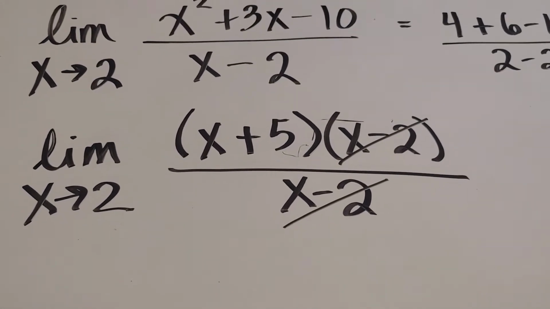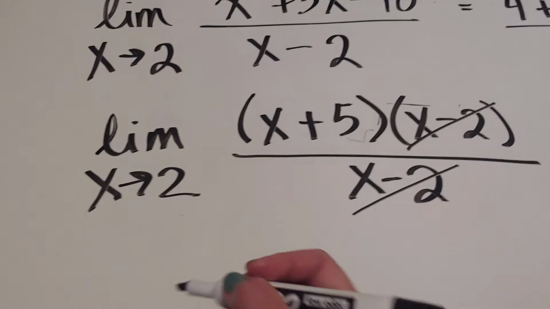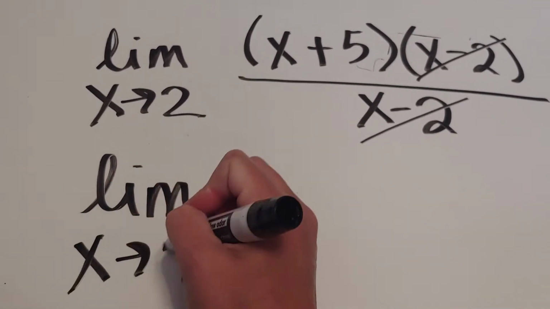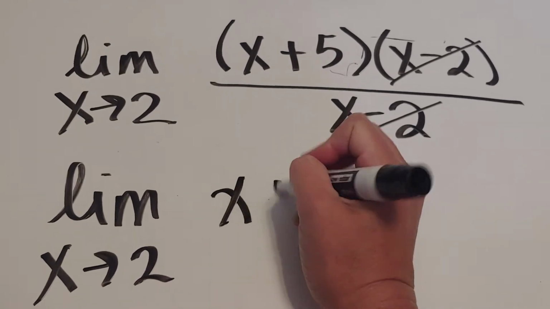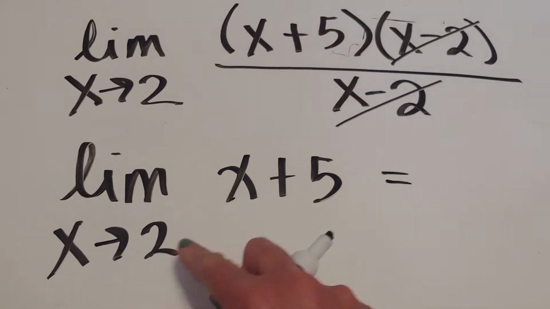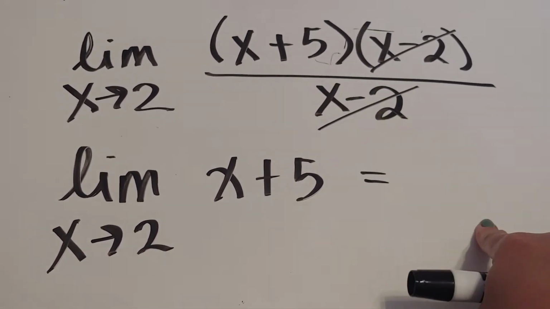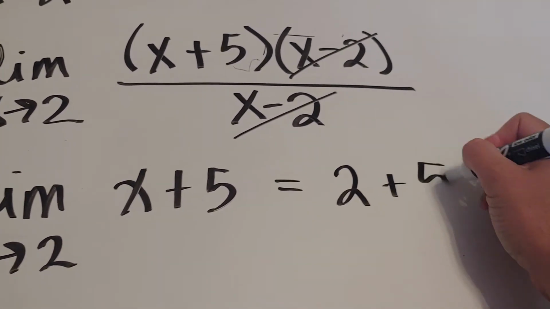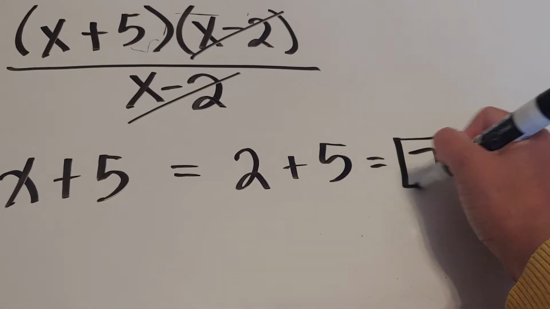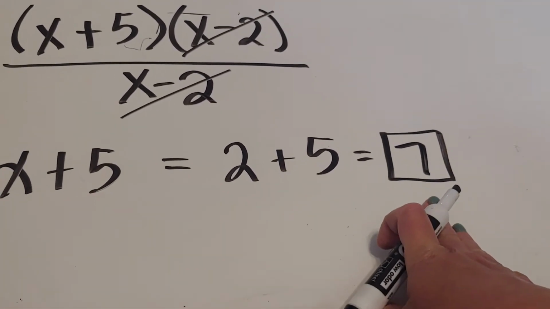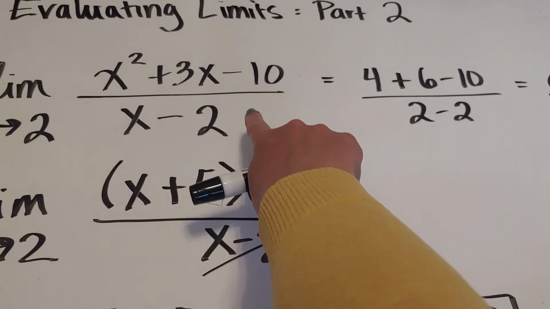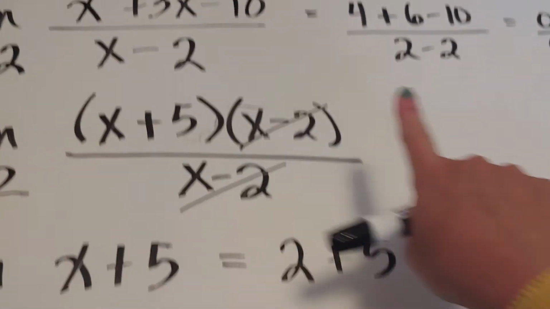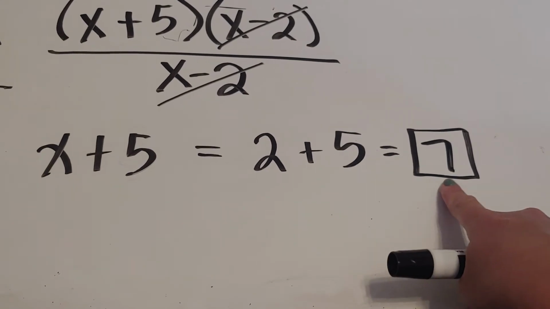Cool, right? All right, now what we're going to do is we now have the limit as x approaches 2 of x plus 5. So can I plug in 2 now and get an answer? You betcha. So here I get 2 plus 5 is 7. So what's happening here is whatever this thing looks like, it actually has a y value of 7.